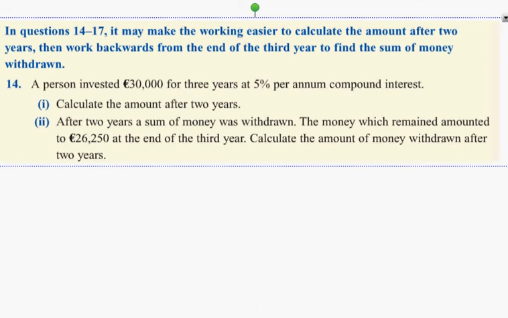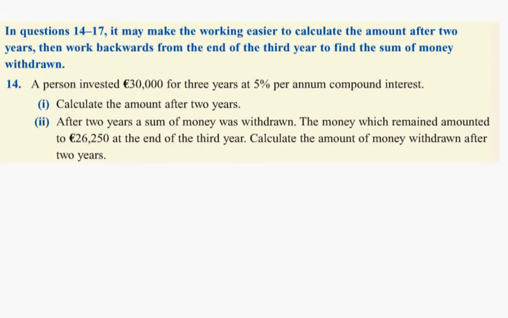Now, these ones, 14 to 17, there's a bit of working backwards going on. Okay. So once again, you're going to highlight your key information. We're doing well. So, 2 years. So it's giving us a general formula for questions 14 to 17. It's always over 2 years. We're going to work backwards from the end of the third year to find the sum of money withdrawn. A person invested this much for 3 years at 5% per annum compound interest. Calculate the amount after 2 years.